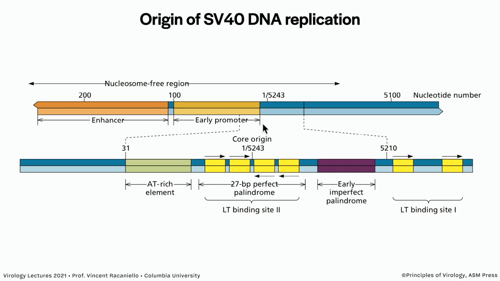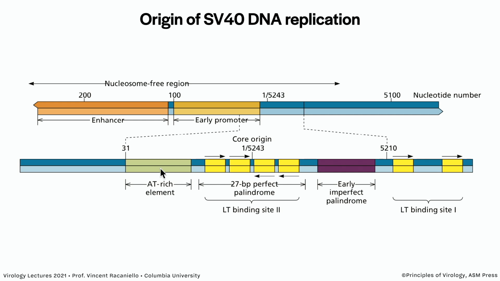And if we expand this little region here, which is called the core origin, you see it has interesting elements. In yellow, there are a whole bunch, 1, 2, 3, 4, 5, 6, of what we are calling large T binding sites. There are 2 of them. And T antigen, or large T, I'll mostly call it T antigen, is that one protein that has to be made to get viral DNA synthesis going for this particular virus. We'll see how that works.